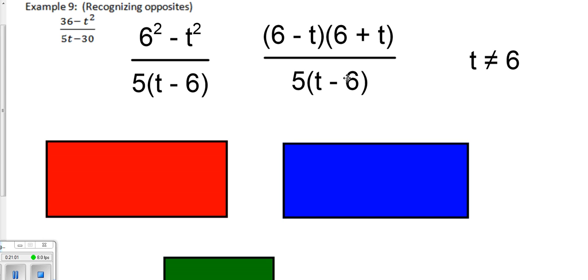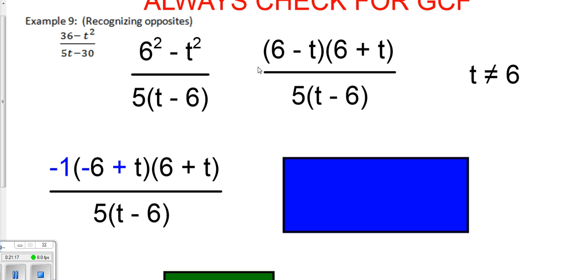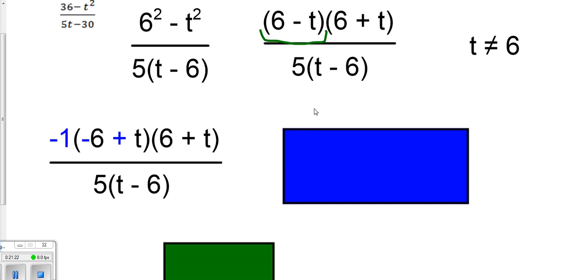Now, when we're trying to simplify, none of these match perfectly, but this is about recognizing opposites. If we have a t minus 6 and a 6 minus t, we can factor out something really quick to make them so they do actually match. On the top, just this factor alone, if we divide out a negative 1, so negative 1 on the outside times what pieces would come back to this? Negative 1 times negative 6, negative 1 times positive t would make this exact factor. So we factor out a negative 1.